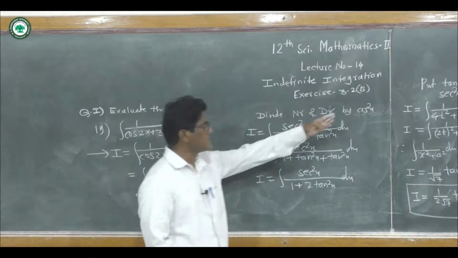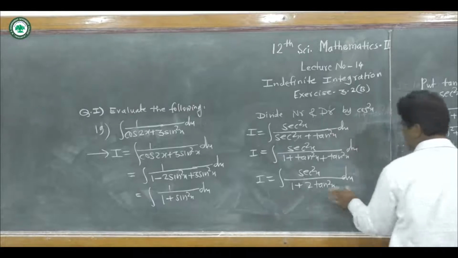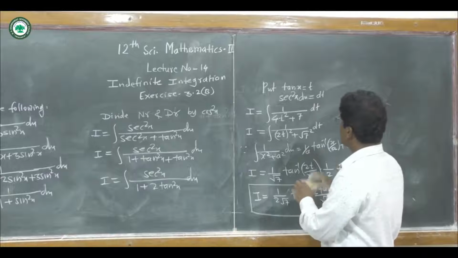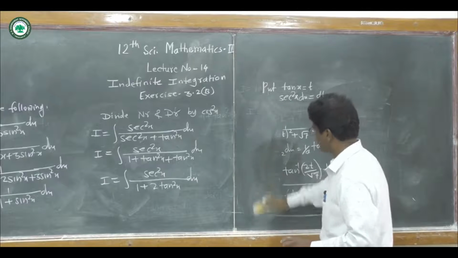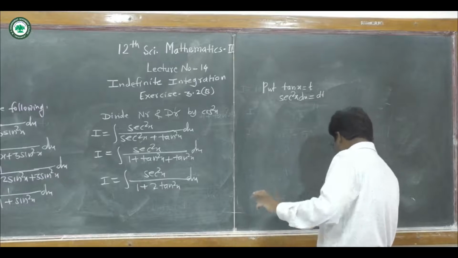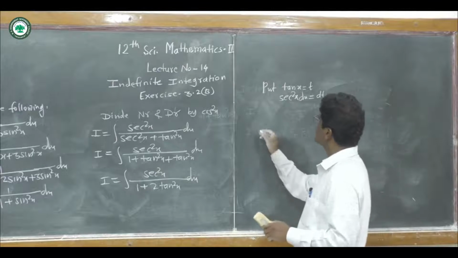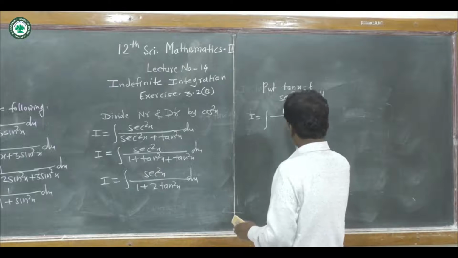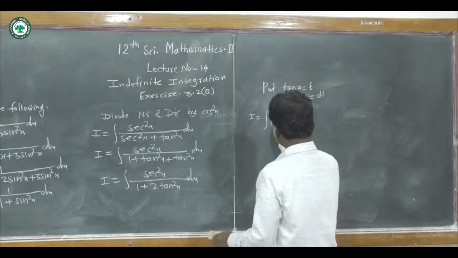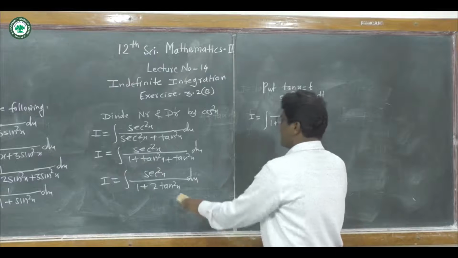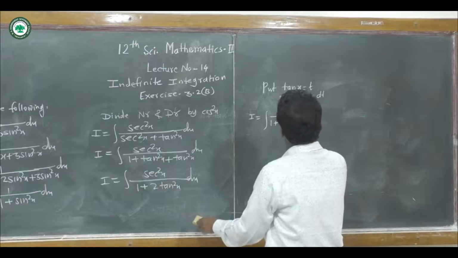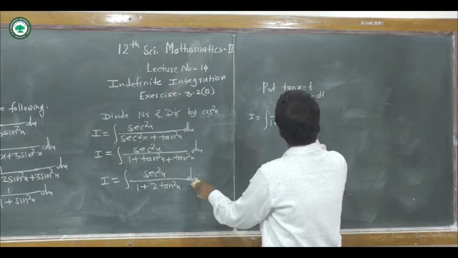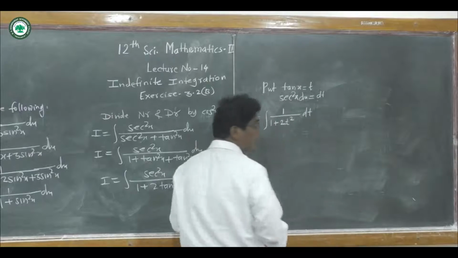Now, third step, put tan x is equal to t, and therefore sec square x dx is equal to dt. And therefore this required integral I becomes the integration of 1 upon 1 plus 2 t square, since tan x is t, and sec square x dx we replace by dt. So this is the required integral.